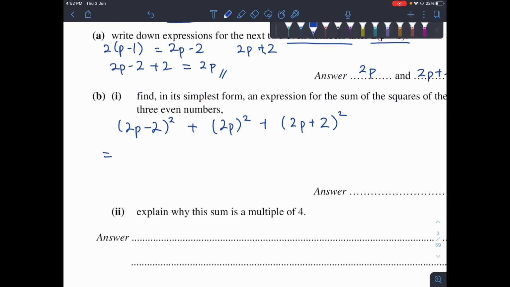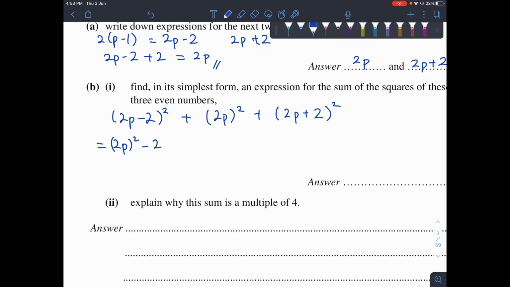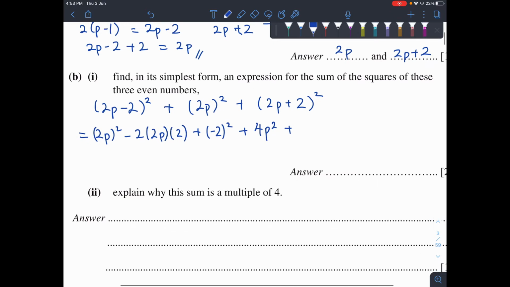From this you just want to expand it, and you will get (2P) squared minus 2 times 2P times 2 plus (minus 2) squared, plus 4P squared, plus (2P) squared plus 2 times 2P times 2 plus 2 squared.